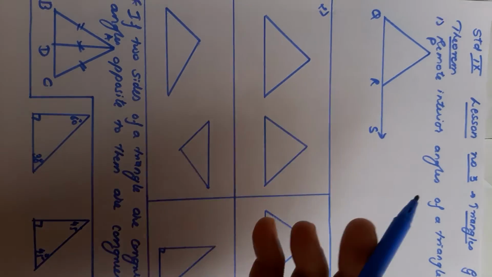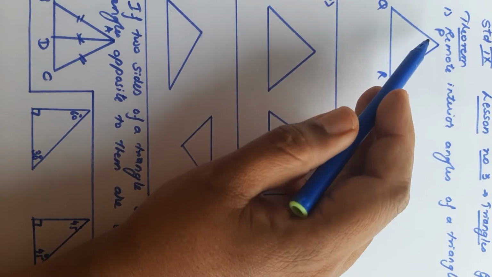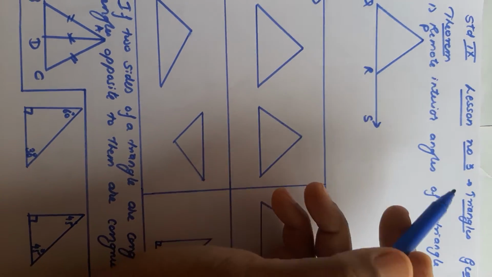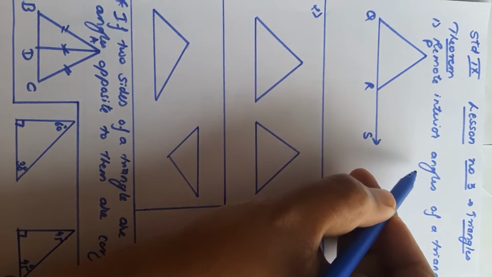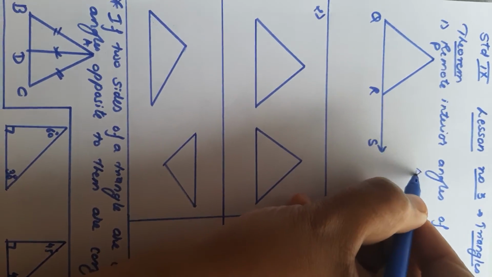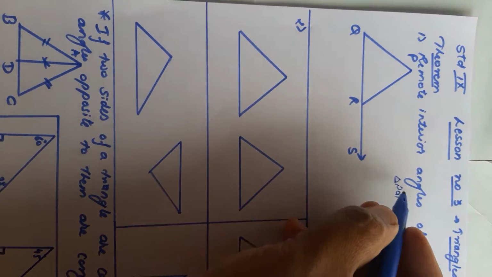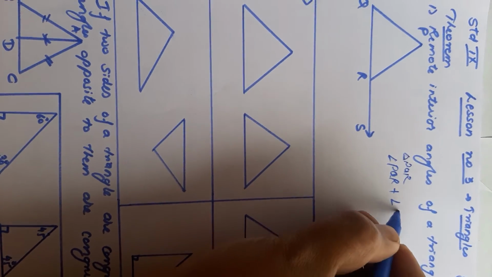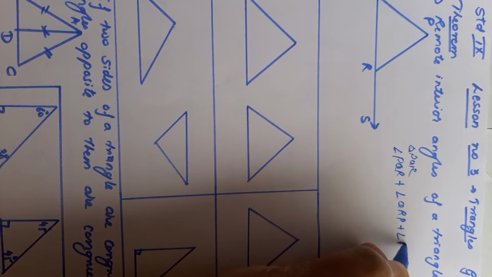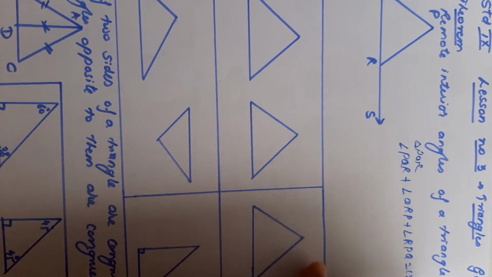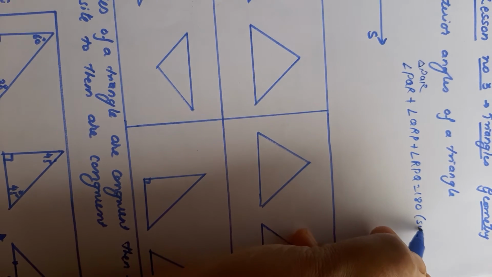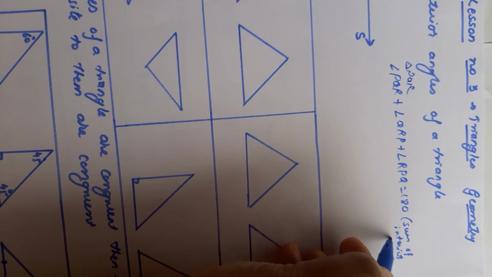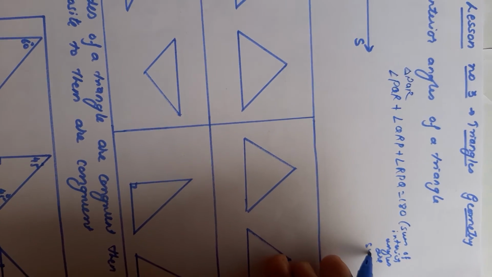Now what we have to prove? We have to prove that angle PRS is equal to angle PQR plus angle QPR. First, in triangle PQR, angle PQR plus angle QRP plus angle RPQ is equal to 180 degrees. What is the reason behind it? The sum of the interior angles of a triangle is 180 degrees.